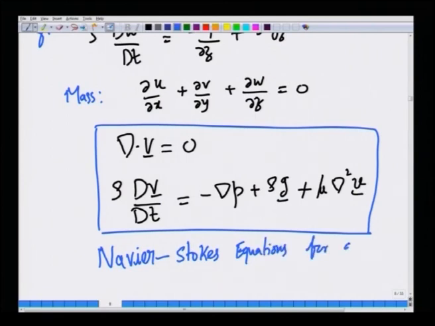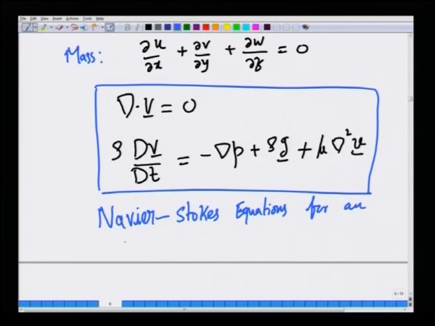for an incompressible Newtonian fluid. So, this is the mass balance, this is the differential momentum balance. The next task for us is to understand these equations by providing some solutions of these equations in simple physical contexts. We will continue this in the next lecture.